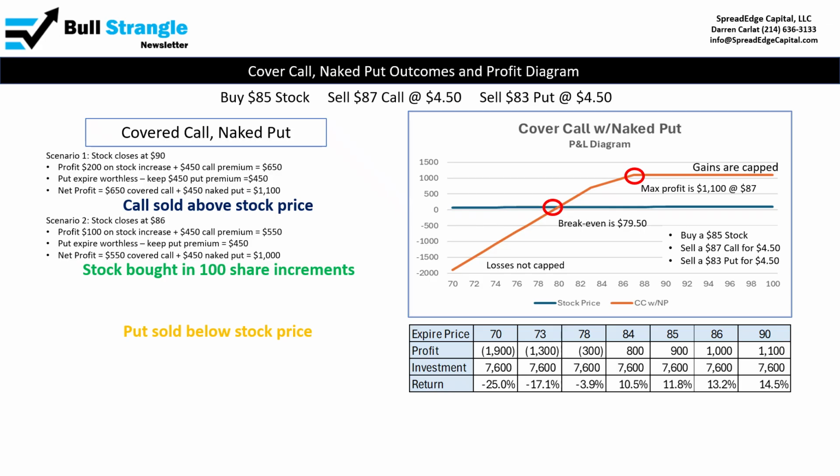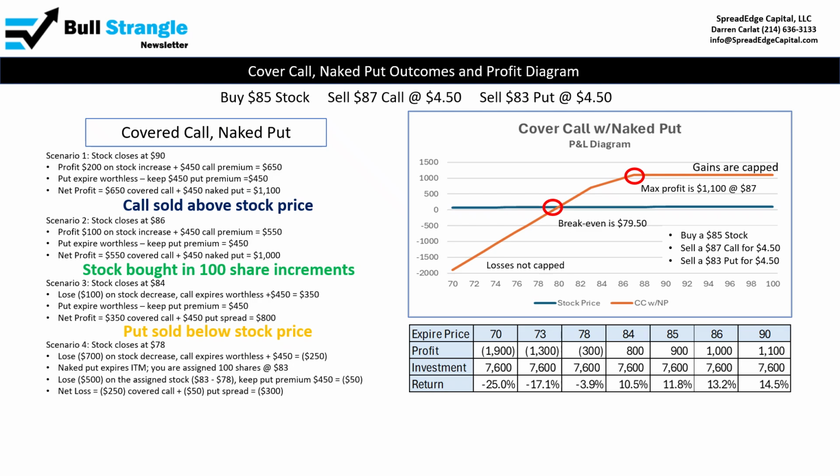The next scenario, scenario 3, let's assume that it closes at $84. So this did back up $1 per share. But again, it is in between the strike prices. So yes, we lose a little bit on the stock, but we're keeping both the call and the put. The premium we received on the call and the put expire worthless, and we end up with a profit of $800.